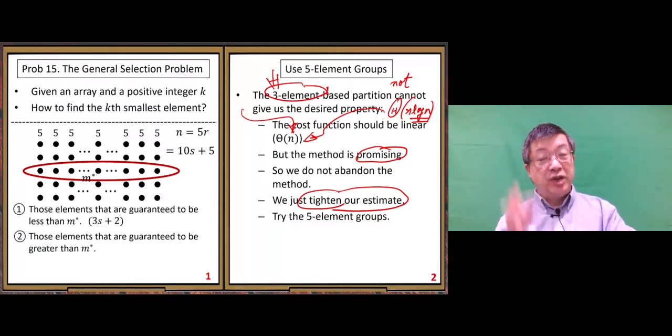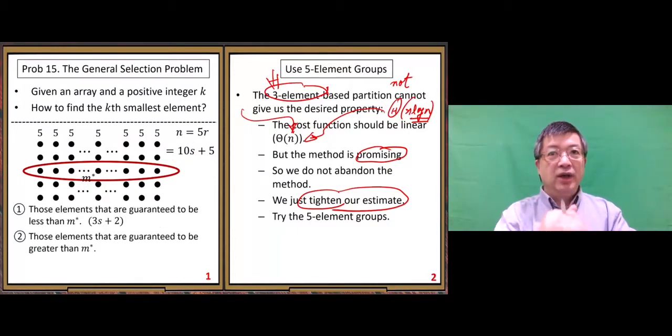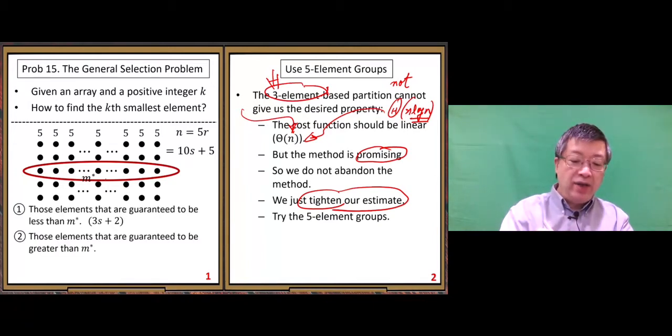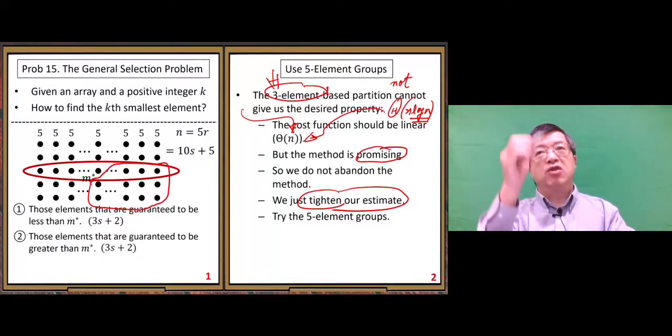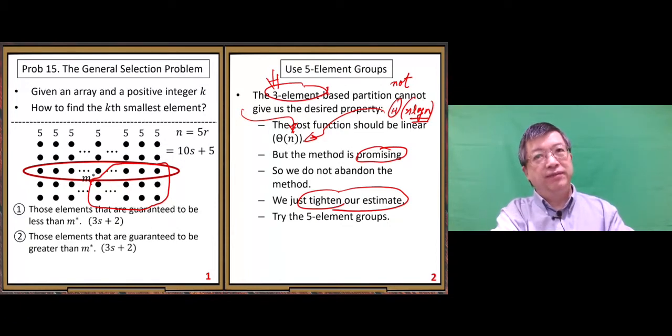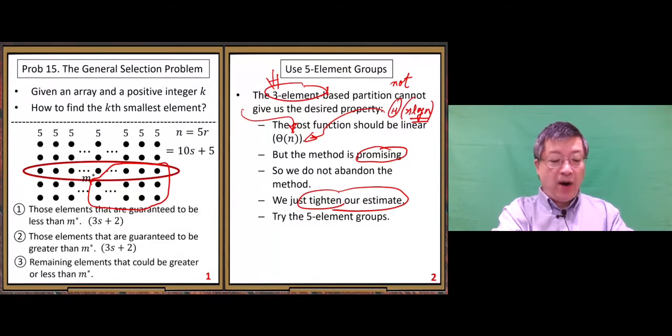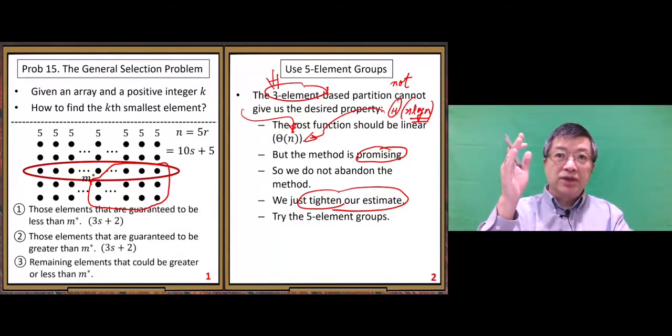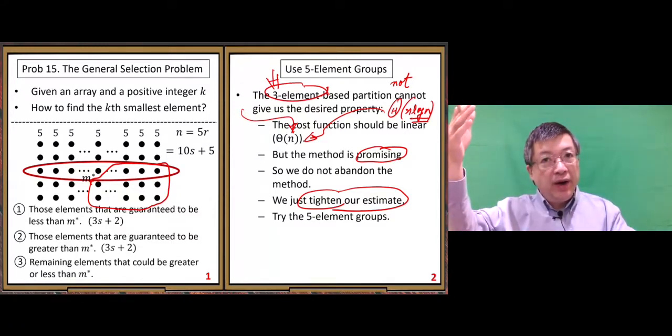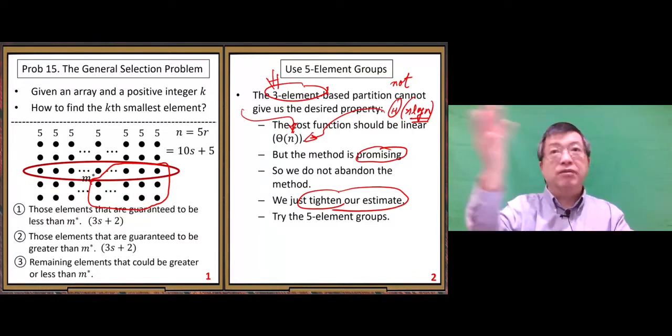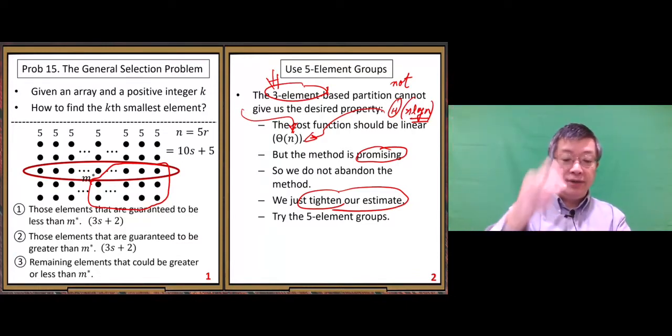Similarly, part 2, those elements that are guaranteed to be greater than M star, this block, is also 3S plus 2. So you can see that easily. Then the third part, the remaining elements that could be greater or less than M star. We don't know.